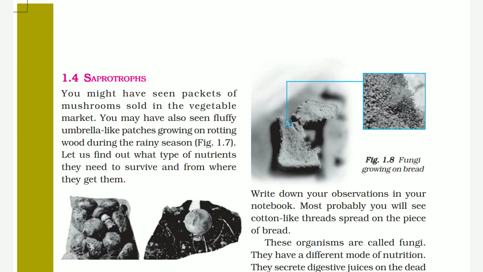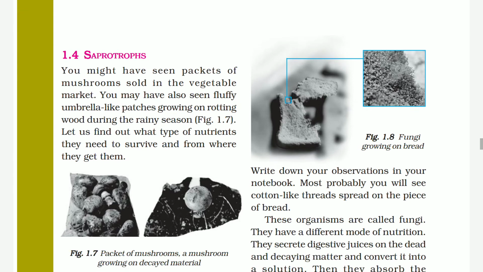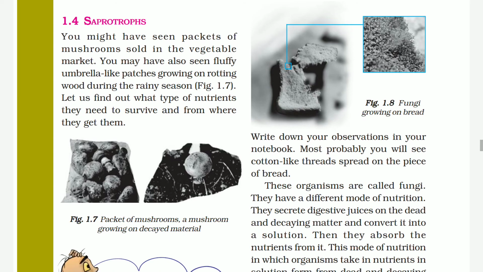Now, saprotrophs. You might have seen packets of mushrooms sold with vegetables. These mushrooms are fluffy and have an umbrella-like structure, growing in patches on rotting wood during the rainy season. Let us find out what type of nutrients they need to survive and from where they get them.